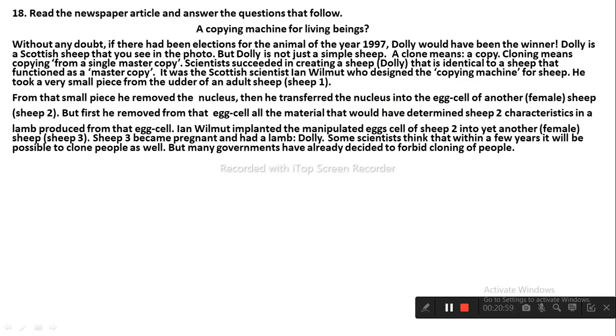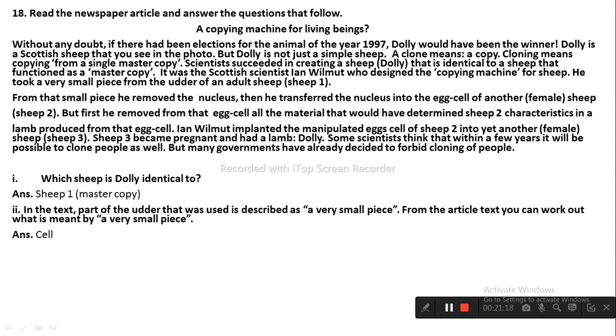So here is a newspaper article, and on the basis of that, we have to answer these questions. So, a copying machine of living beings. This article is about cloning, and which sheep is Dolly identical to? So Dolly is identical to sheep one, which is the master copy.